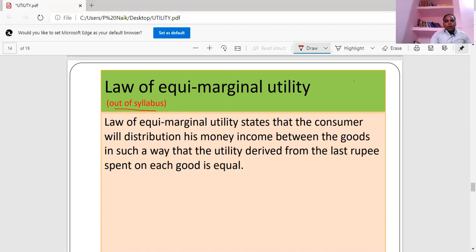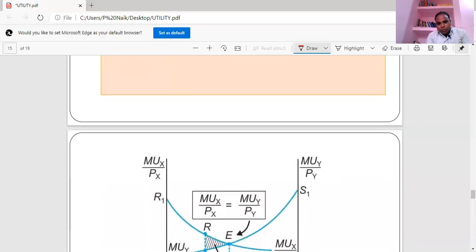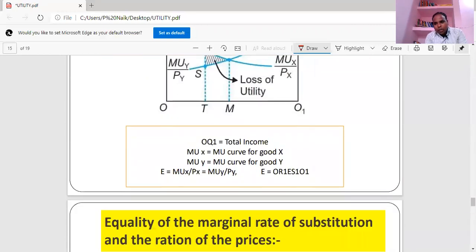The consumer will distribute his income between the goods in such a way that the utility derived from the last rupee spent on each good is equal. So that is the marginal. Okay, equimarginal utility, and this is the diagram of equimarginal utility.